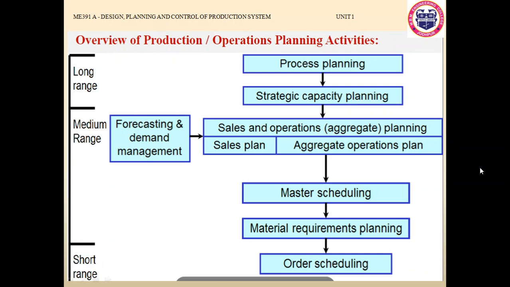So this gives you the overview of production operations planning activity, where the process planning and strategic capacity planning come with the long range planning, while the medium range planning completes the forecasting and demand management. Sales and operation persons are involved in this. They make sales plan and aggregate plans, then they do master scheduling, and then they prepare material requirement planning. While for the short range plans, we have ordinary scheduling, where they just follow the instructions given by the top and intermediate level management.